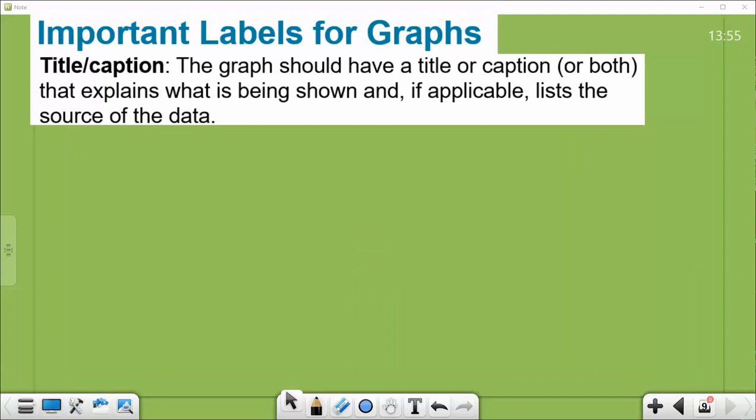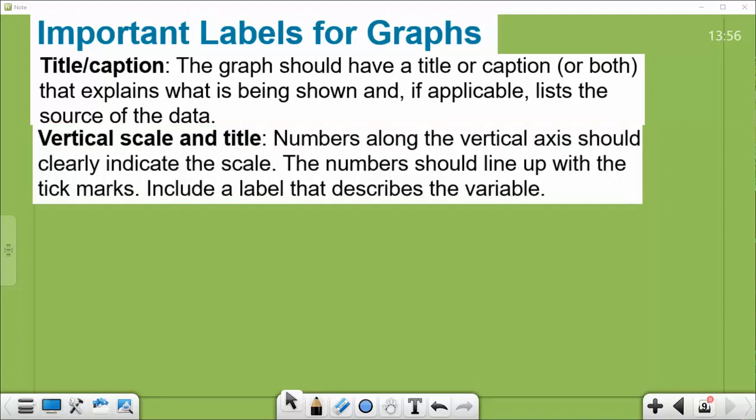Okay, so some important labels for graphs. The title and caption: the graph should have a title or caption or both that explains what is being shown and, if applicable, lists the source of data. That's really important to label them. Next, vertical scale and title. Numbers along the vertical axis should clearly indicate the scale. The numbers should line up with the tick marks. Include a label that describes the variable.